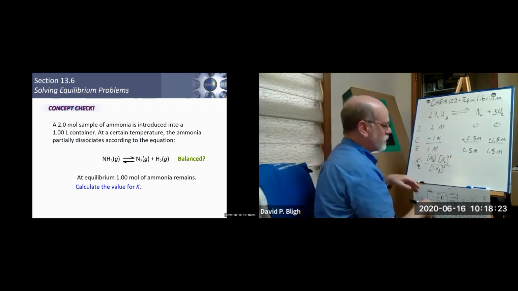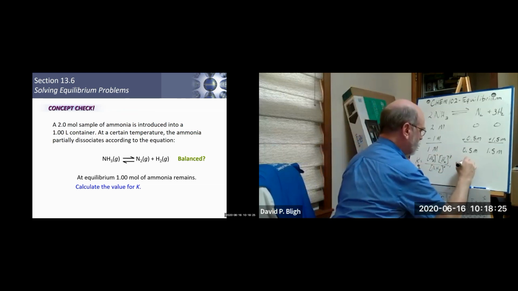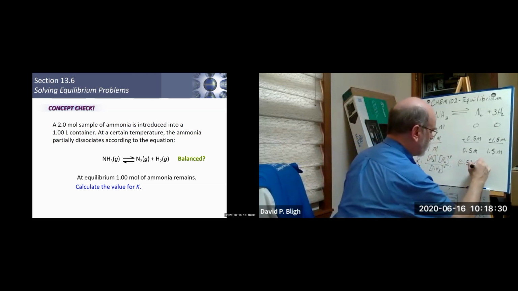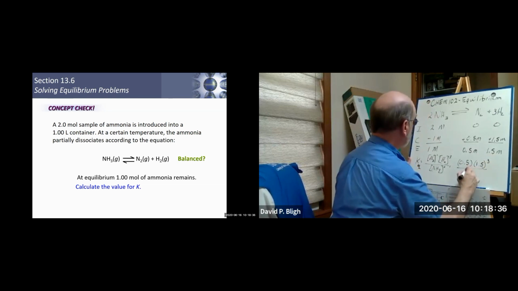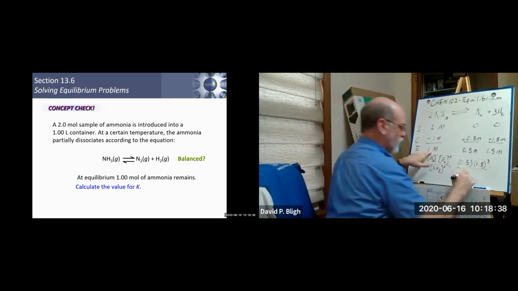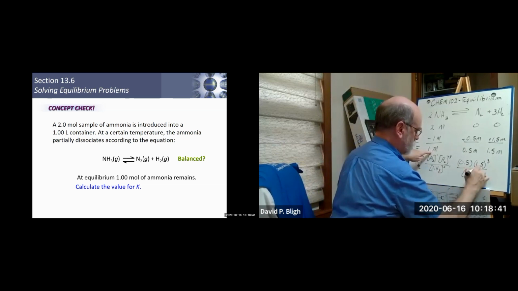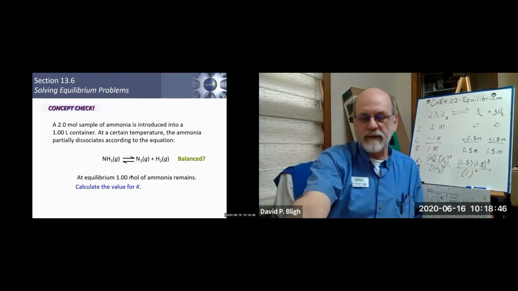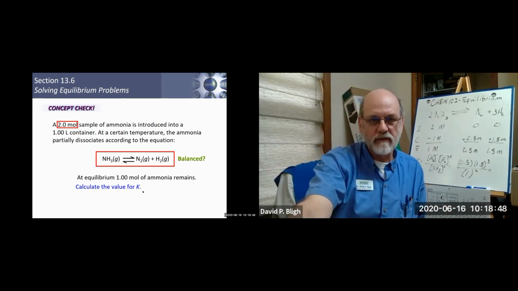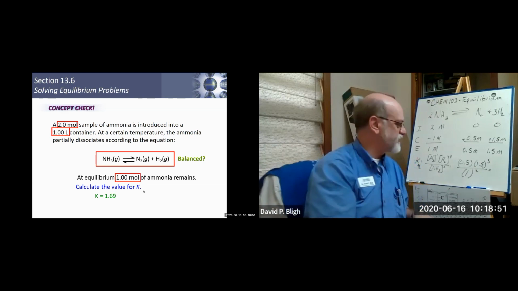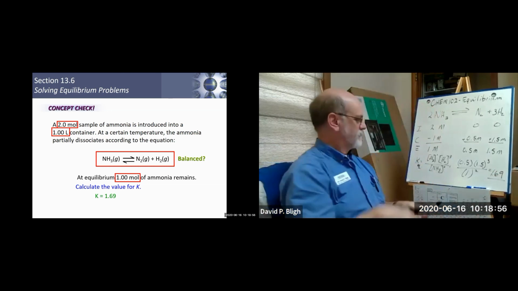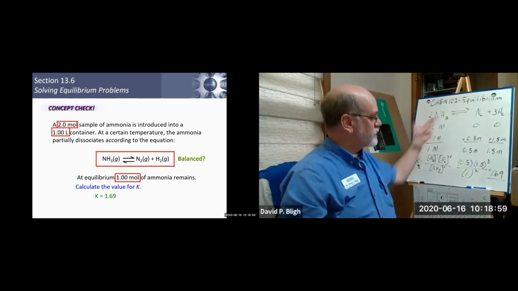So we just plug our numbers in. 0.5, right, to the 1st power, and 1.5 to the 3rd power, and then what do we have left over? 1 molar squared. So what's that equal to? I could get my calculator out, but I think I've already calculated it here. 1.69. Okay. So that's our K value for this reaction.